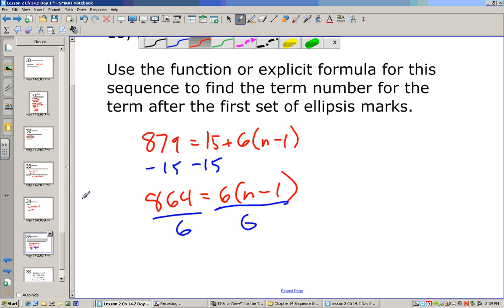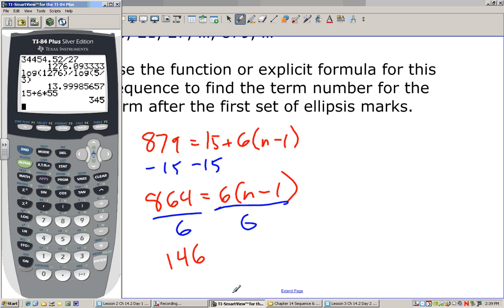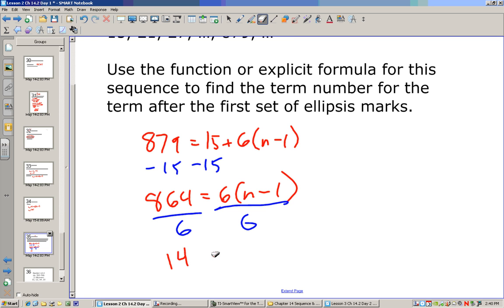And 864 divided by 6 is going to be 146, unless I did that wrong in my head. 864 divided by 6. 144. Good thing I didn't keep going with that problem. Equals n minus 1, so we add 1 to both sides, so 145 is going to be our n value.